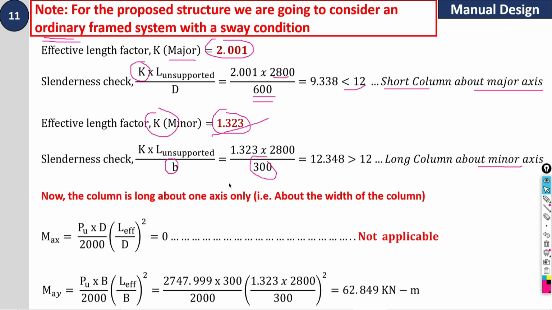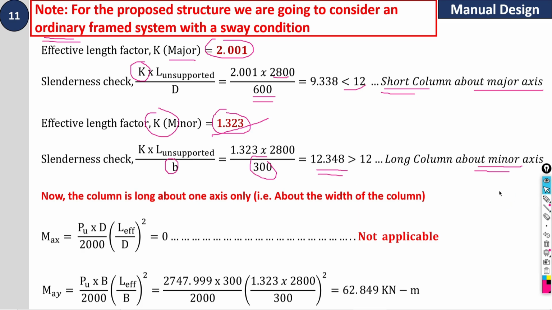So see, about one axis it is a shorter column, but about the other axis it is going to become a long column. So now the column is long about one axis only, that is about the width of the column. Your width is insufficient to make your column short. That's why your column becomes a long column about one axis.